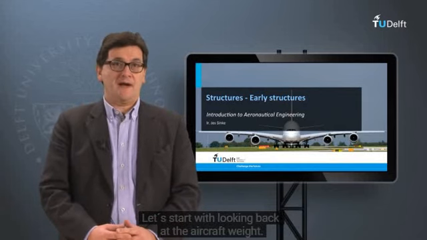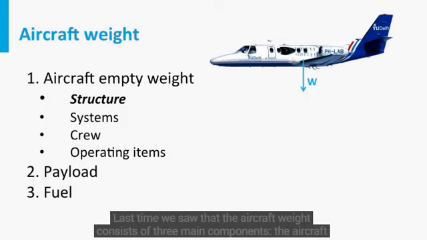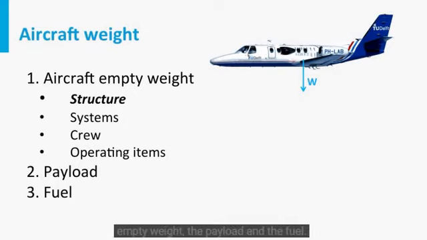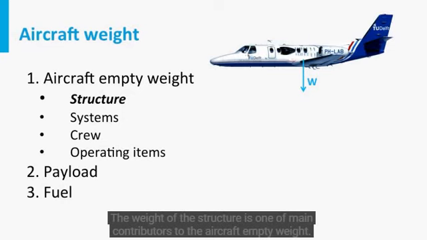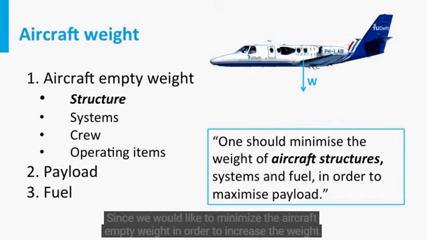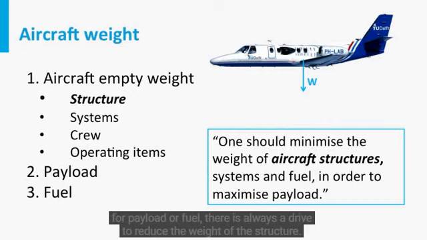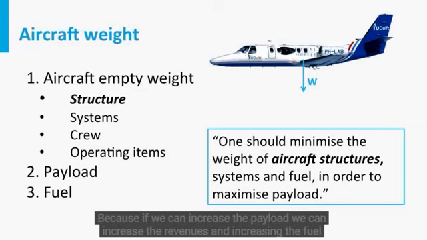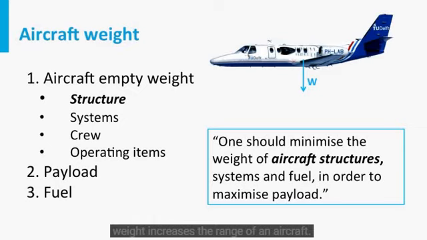Let's start with looking back at the aircraft weight. Last time we saw that the aircraft weight consists of 3 main components: the aircraft empty weight, the payload and the fuel. The weight of the structure is one of the main contributors to the aircraft empty weight. Since we would like to minimize the aircraft empty weight in order to increase the weight for payload or fuel, there is always a drive to reduce the weight of the structure. Because if we can increase the payloads, we can increase the revenues. And increasing the fuel weight increases the range of an aircraft.